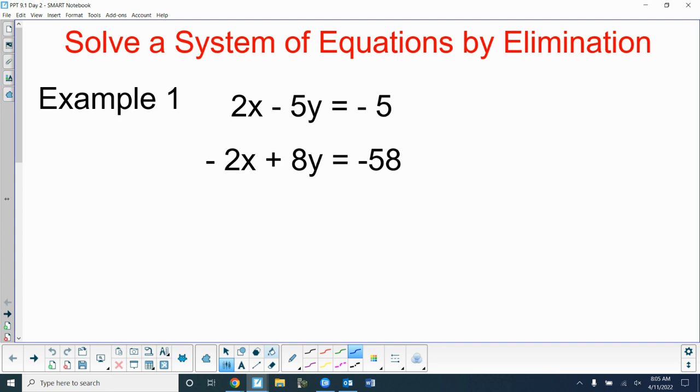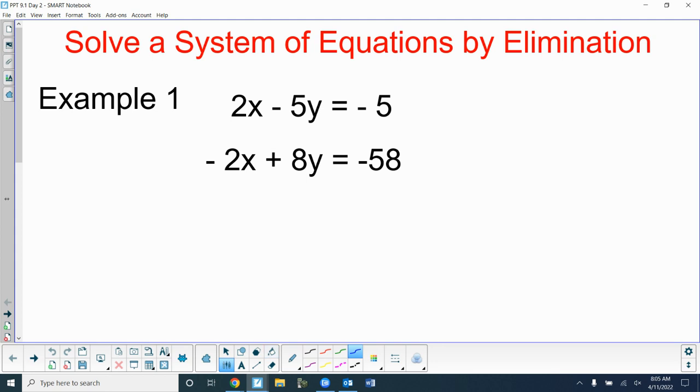Now I look at the signs then. Once I figure out which variable I'm going to eliminate, I'm going to look at their signs. And these signs are opposite. I got a positive 2 up here and a negative 2 there. When the signs are opposite, you add the two equations together. When the signs are the same, you subtract the two equations. Okay? So in this situation, these two are opposite signs, positive 2, negative 2.